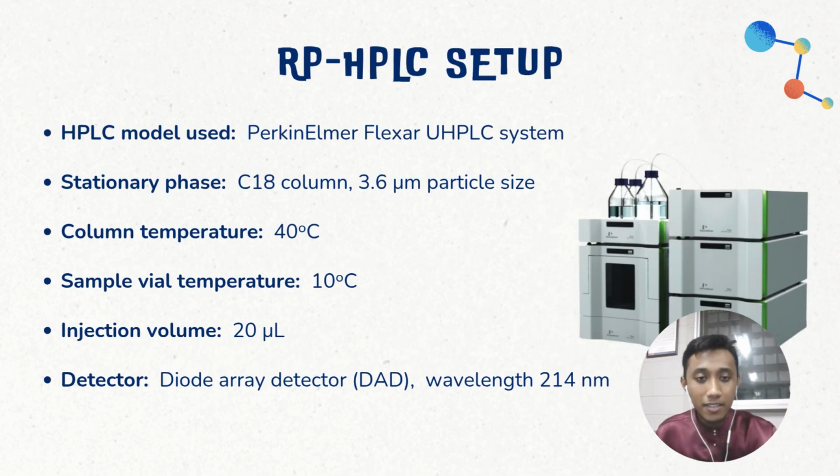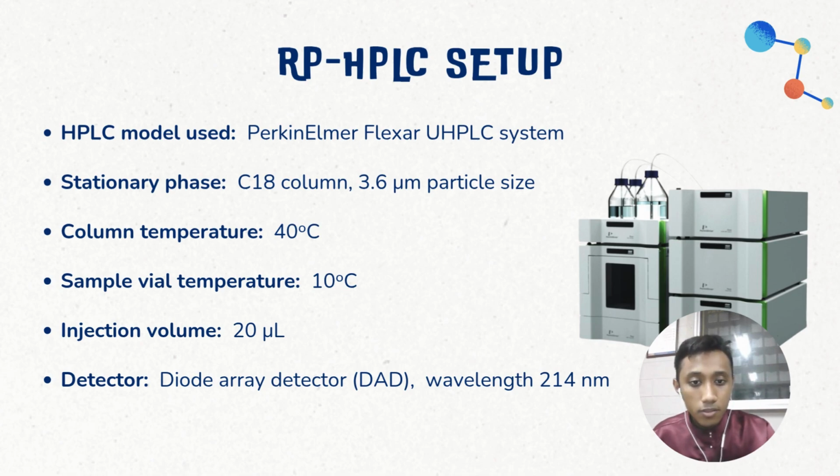In the RP-HPLC setup for the experiment, we use the Perkin-Elmer Flexar HPLC system. It uses a stationary phase, which is a non-polar C18 column of 3.6 micrometer particle size, which is set at a column temperature of 40 degrees Celsius and a sample vial temperature of 10 degrees Celsius.